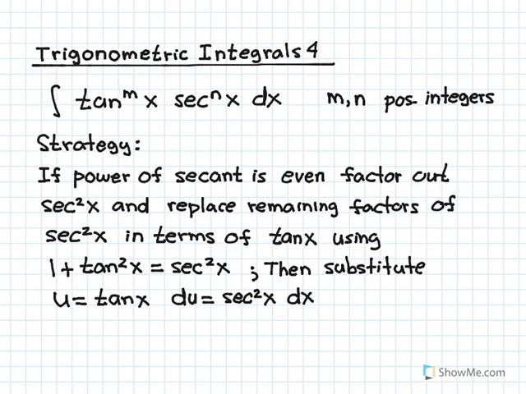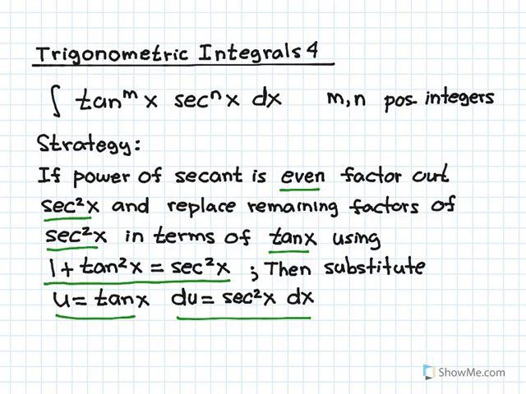So our strategy will be, if the power of secant is even, factor out secant squared x, and replace remaining factors of secant squared x in terms of tangent x, using the trig identity 1 plus tan squared x is equal to secant squared x. Then apply u substitution, let u be equal to tan x, and its derivative du is equal to secant squared x dx. So basically all we're doing is using a trig identity and u substitution.